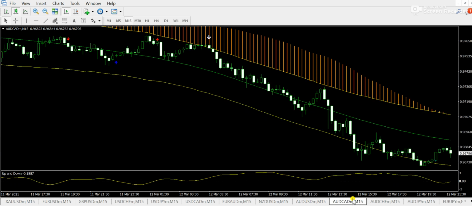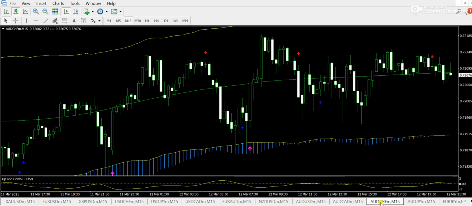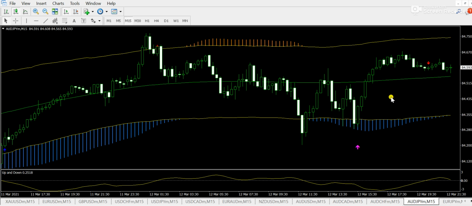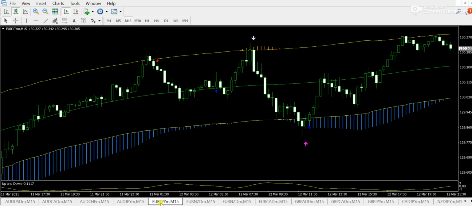AUD USD. So AUD Canadian dollar. No signal right now. AUD CHF, the market is just ranging. So AUD JPY, look at here. If you look at here, then you can see the market is sliding a little bit into the upward side. So we are not interested in taking a sell position. However, this will give you the alert that the market can go down, but we are not interested.